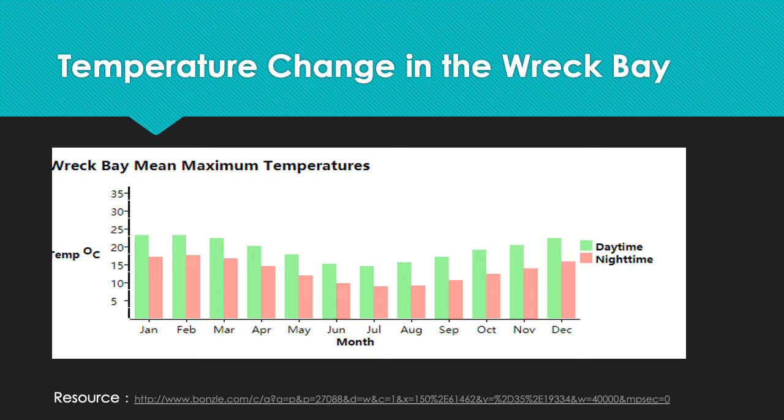In winter, from June to August, the average daily maximum temperature is 15.1 to 16.2 degrees, and the average night minimum temperature is 9.2 to 10.1 degrees. The winter temperature of Wreck Bay is moderate, but if it is windy, it may feel cold, down to about 15.1 degrees. Because of the wind, we should consider the wind direction, as the house should be built in the direction against the wind.